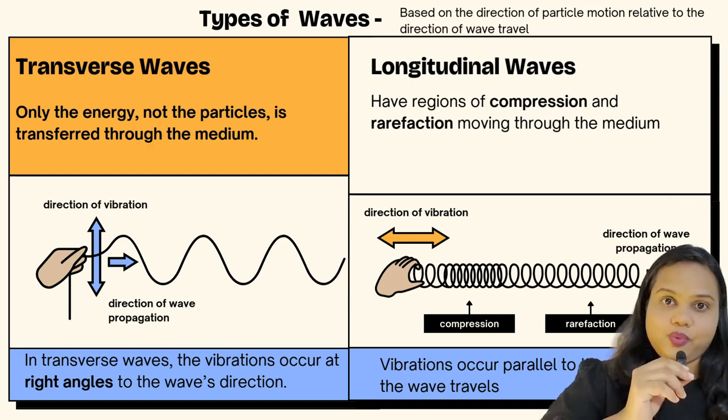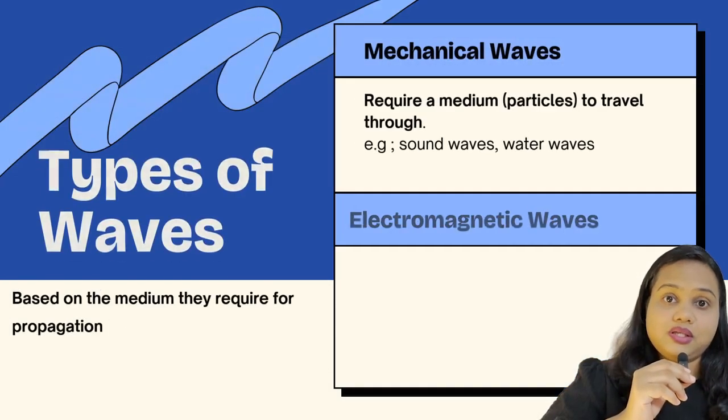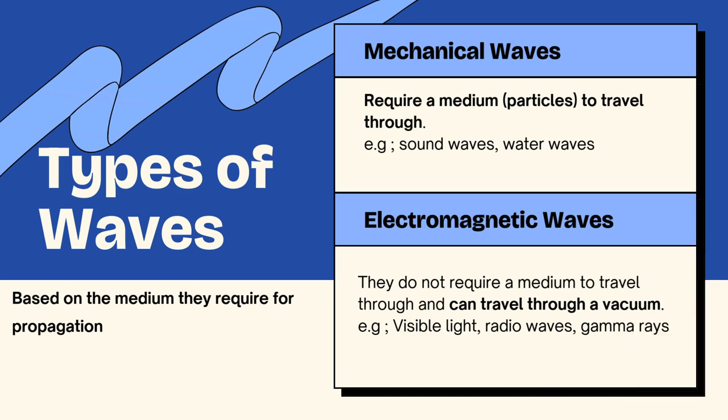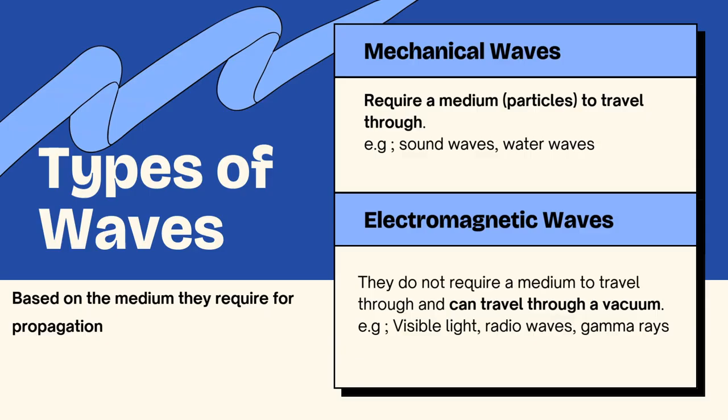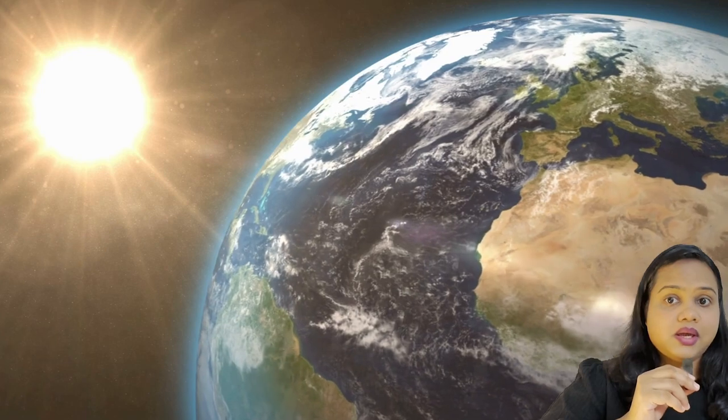Another way to classify waves is by whether they need a medium to travel. They are mechanical waves and electromagnetic waves. Mechanical waves require a medium, like sound traveling through air or ripples forming on water. But electromagnetic waves, we call them EM waves, are special because they can travel through the vacuum of space. This is why sunlight reaches Earth even though space has no air.